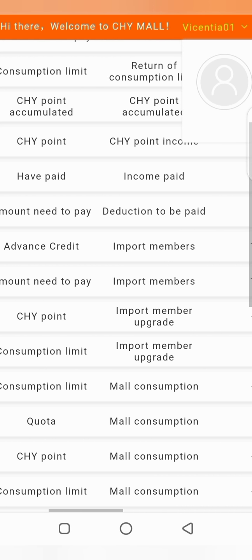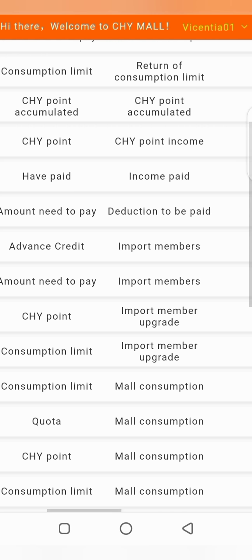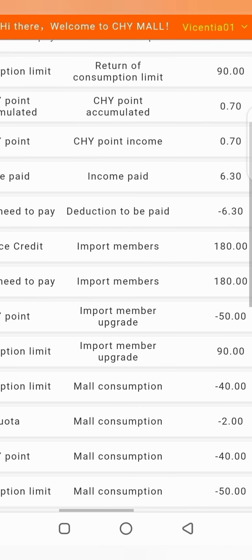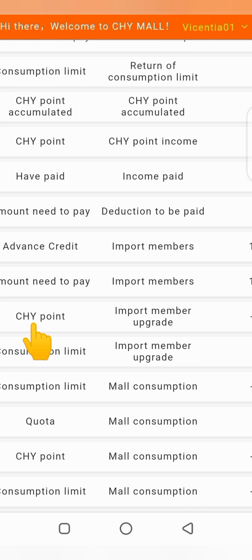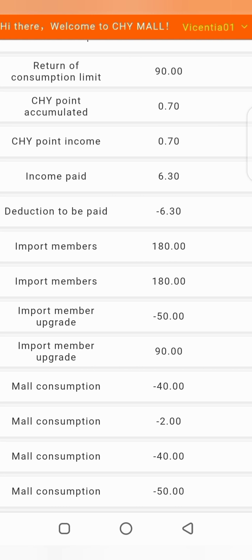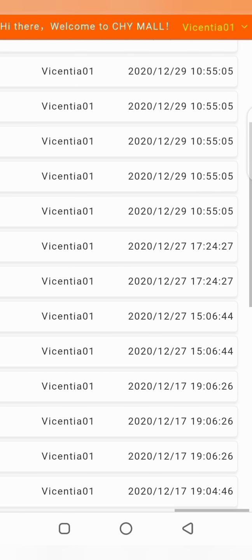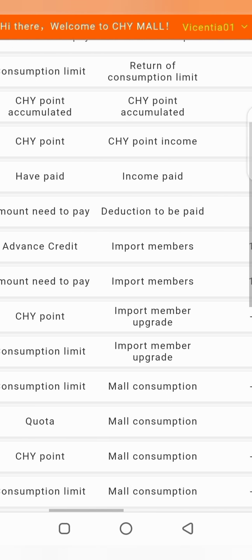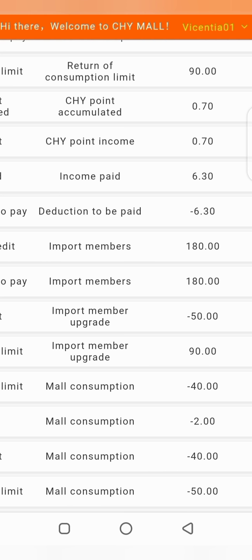Now the next thing we should note, the necessary one, the most important one most people were so confused about and crying about, is the CHY point. Okay, so you can see that we have CHY point import member upgrade, and you can see we have minus 50 here, meaning 50 CHY points has been deducted from our account. Remember I said anytime you log in and you want to check for this calculation, you should note the date from 27th. Okay, so we've talked about the consumption limit. We are now going to the CHY point. Okay, so the CHY point 50 has been deducted.